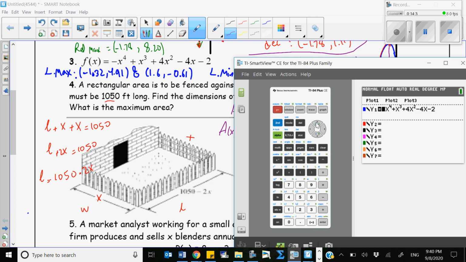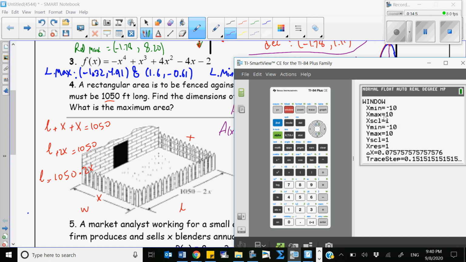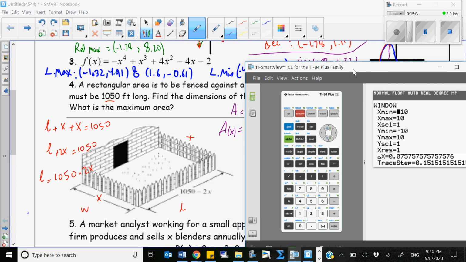So y equal to 1050 minus 2x, times x. Then I'm going to graph it. But as you see, we don't see a perfect graph here. That's because the window is not big enough. So I need to change the window. The window is negative 10 to 10 for both x and y, so I need to make some changes.